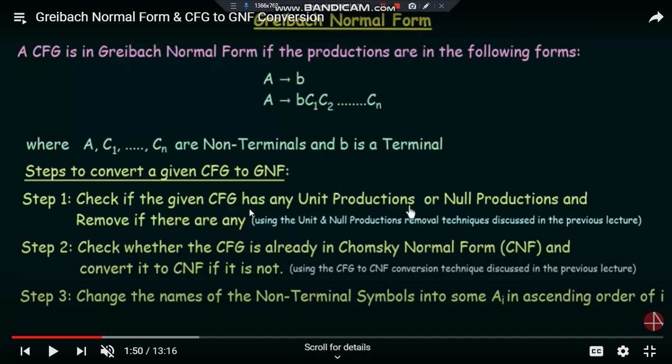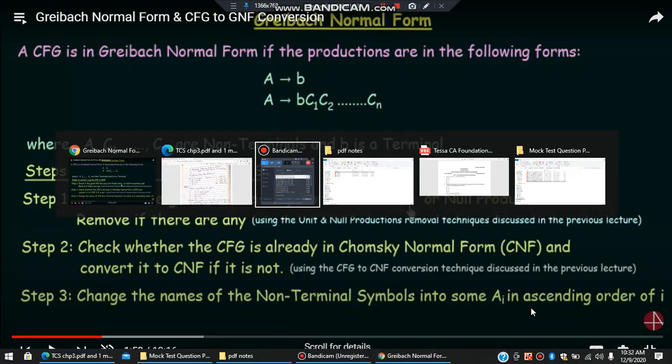So what are the steps to convert a CFG to GNF? It says check if the given CFG has any unit or null productions and remove them if there are any, using the techniques we saw in previous lectures. Then check if the CFG is already in CNF, and convert it into CNF if it is not. That is, if the CFG is not in CNF, we first convert it into CNF, and then we check if the names of the symbols are in some ascending order or not. So let us see this with an example.